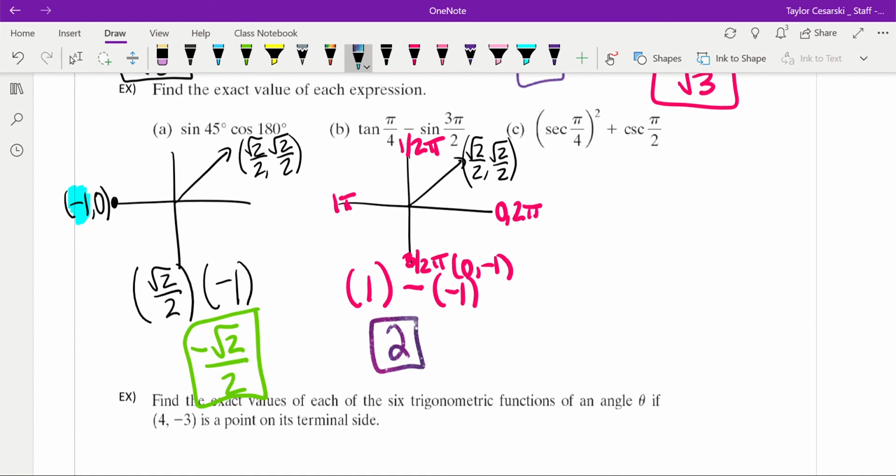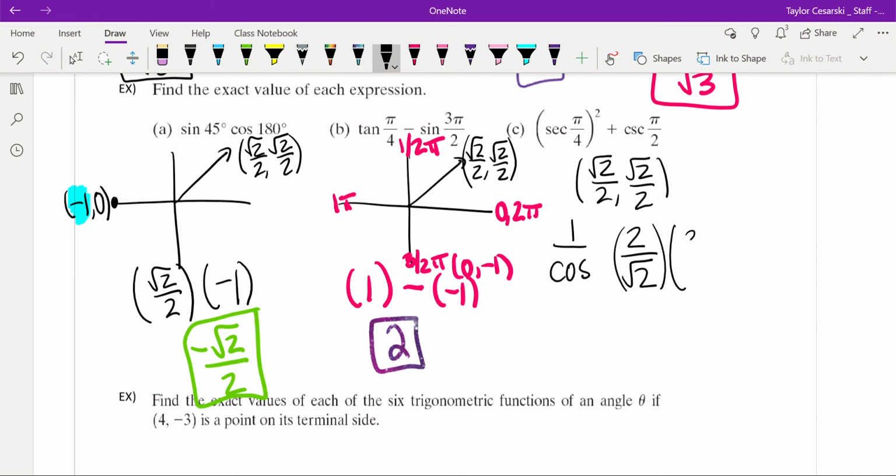All right, so next one, secant of pi over 4. I just did the ordered pair of pi over 4, so I'm just going to take that from the previous example. Now secant is 1 over cosine. So that means I'm going to have to take cosine, which is square root of 2 over 2, and just flip it. 2 over square root of 2. Now it does ask me to take secant and square it. So instead of 2 over square root of 2, I'm going to have that twice.